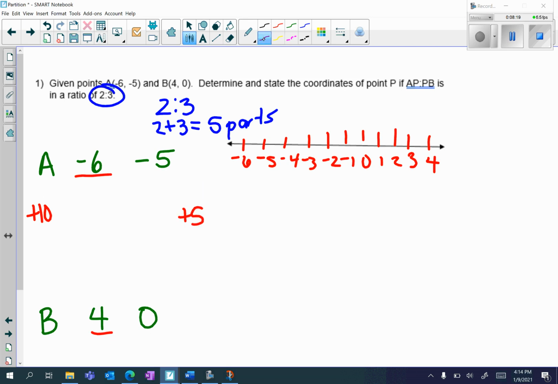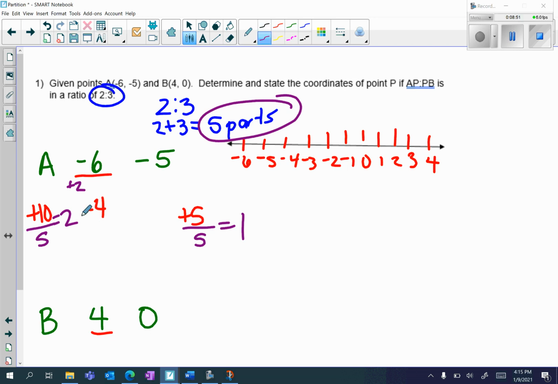Then what I'm going to do is I'm going to take however many parts it is, which is 5, and divide them. So 10 divided by 5 is going to give me 2, and 5 divided by 5 is going to give me 1. This is the number I'm going to add to my x value and to my y value in order to get back to B. So I'm going to add 2, so -6 plus 2 is -4.